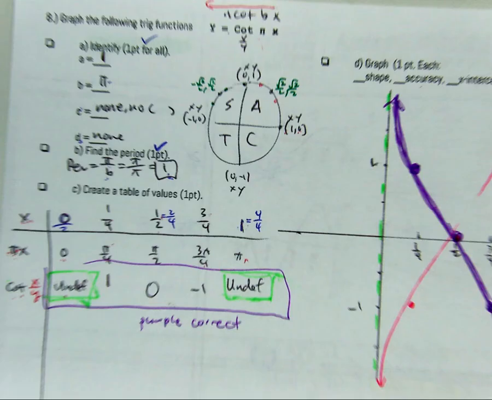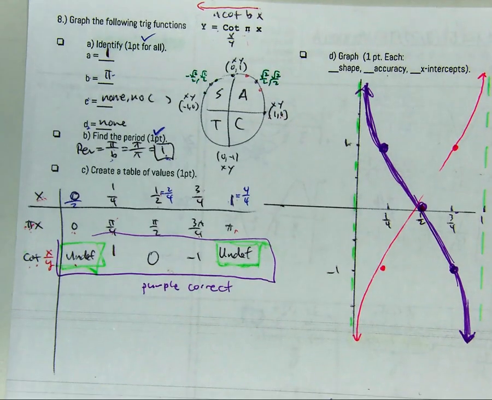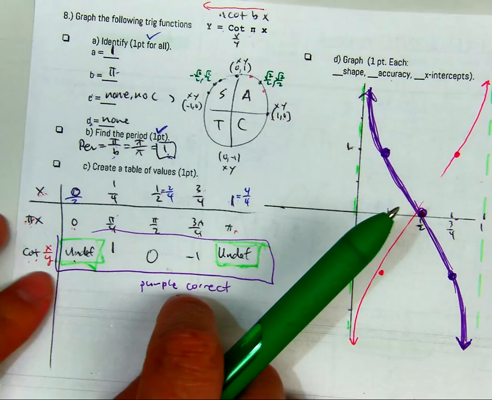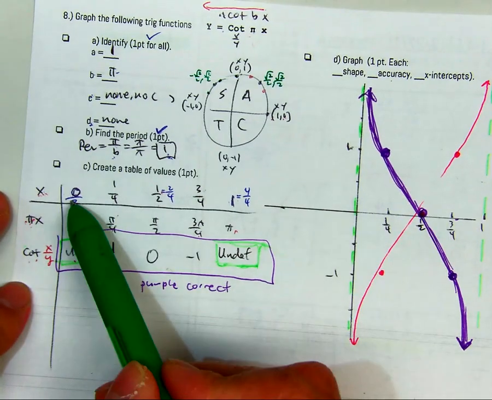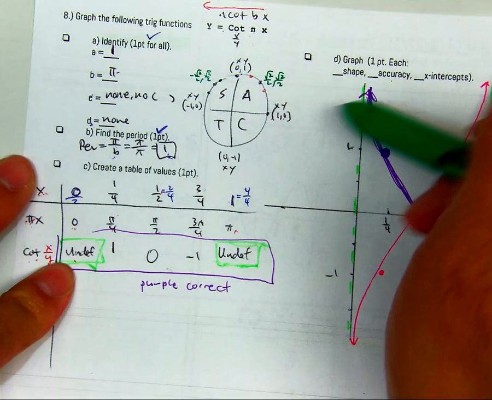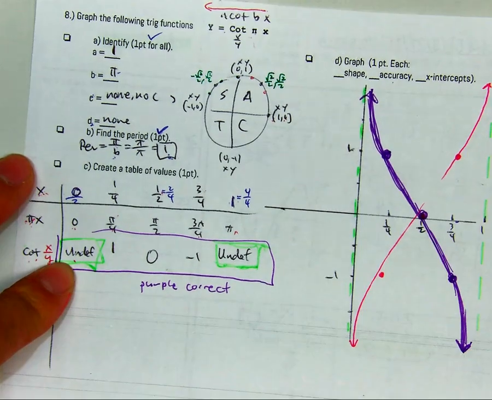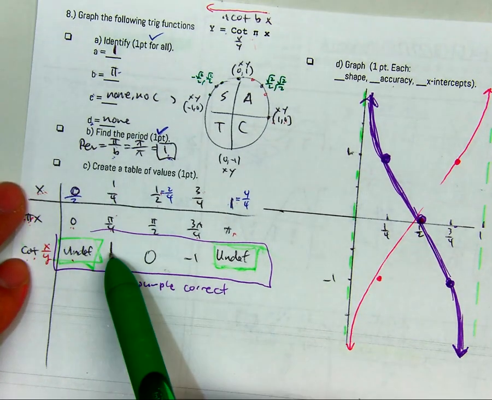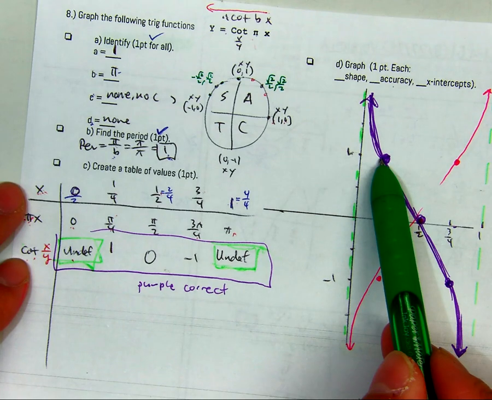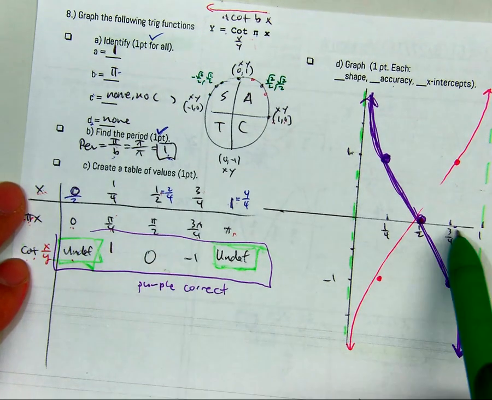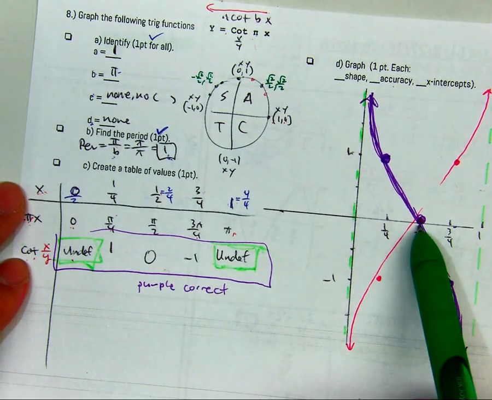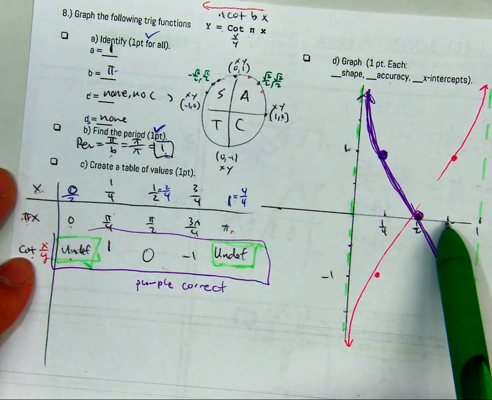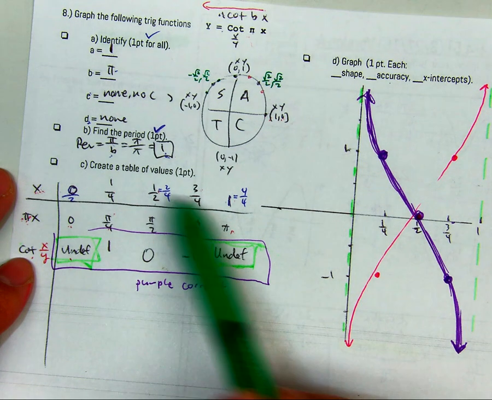Well, how do you graph this? I graphed it in pink. If you take your ordered pairs, so essentially at 0, you have undefined, which is a vertical asymptote. And then at 1/4, your answer is 1. So 1/4, you go to 1. And at 1/2, you have 0. 1/2, x value, y value 0. X value of 3/4, you go to negative 1. And then at 1, your graph is undefined.